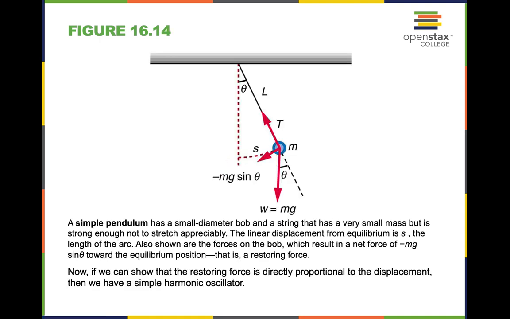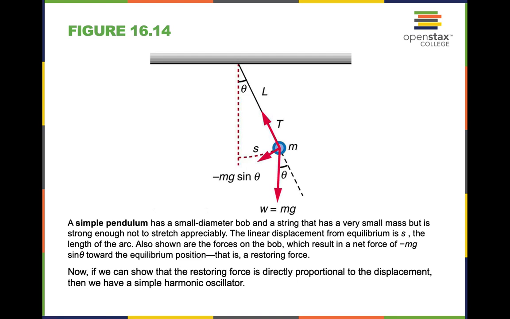For this figure here, we have a simple pendulum. We did do a lab about this earlier in the semester. It has a small diameter bob and a string that has a very small mass, but is strong enough to not stretch appreciably. The linear displacement from equilibrium is S. So this S here is the linear displacement, the length of the arc.